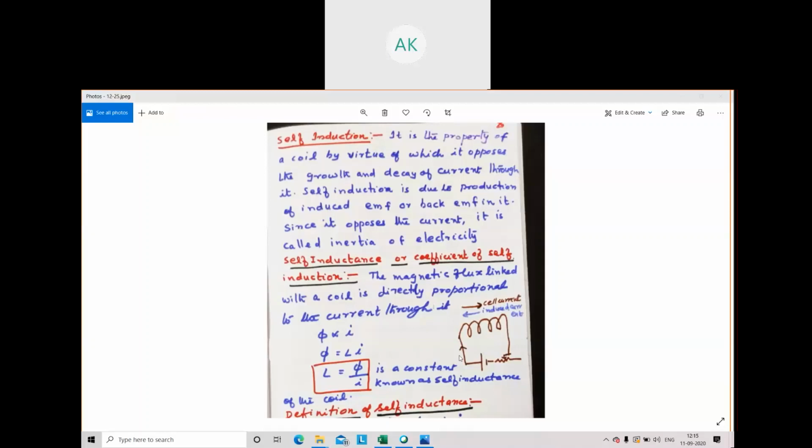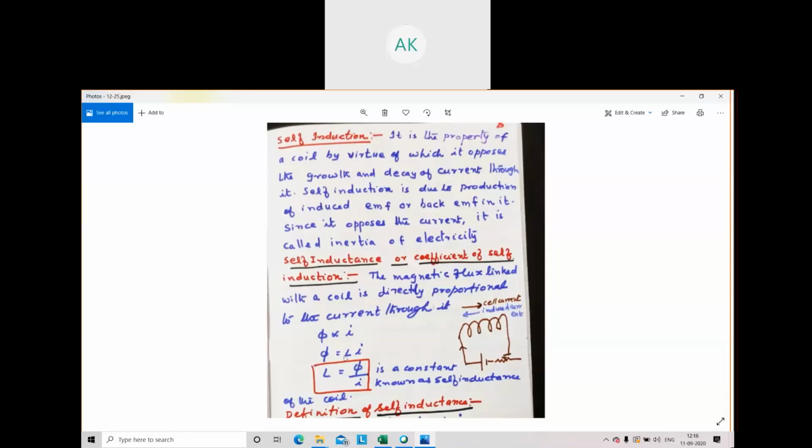So, it always opposes the change in current. That means it always likes to maintain a constant magnetic flux. The current changes, flux changes. It doesn't like that. So, the magnetic flux linked with the coil is directly proportional to the current through it. Flux is directly proportional to I. When more current is sent, more flux will be linked with the coil, and more EMF will be induced because of the self-induction. Okay. So, flux is directly proportional to current.